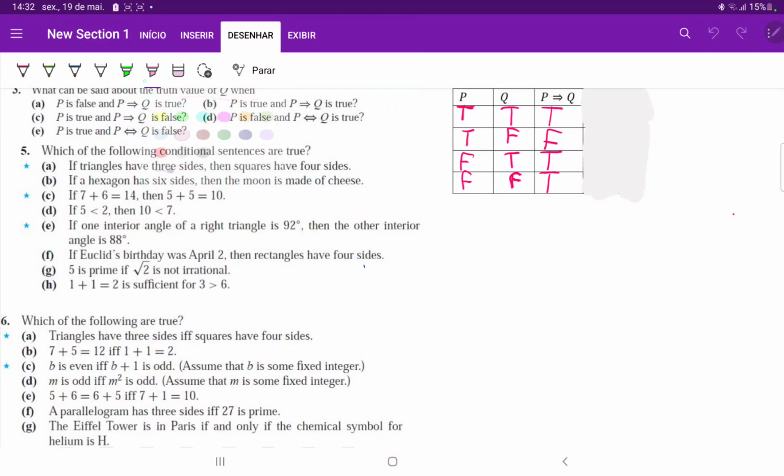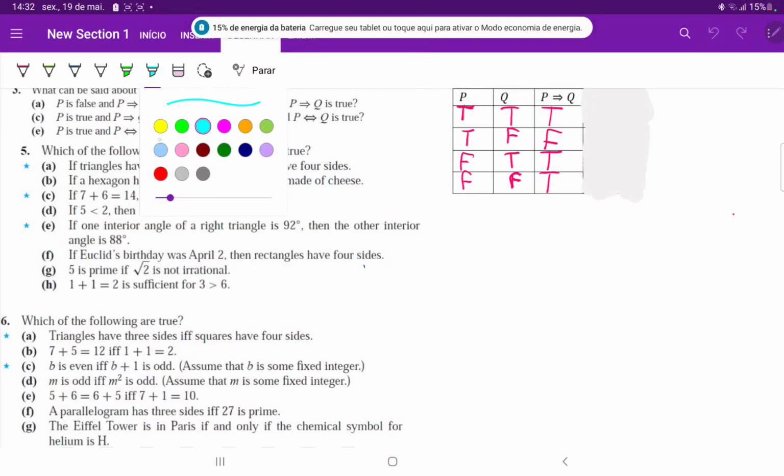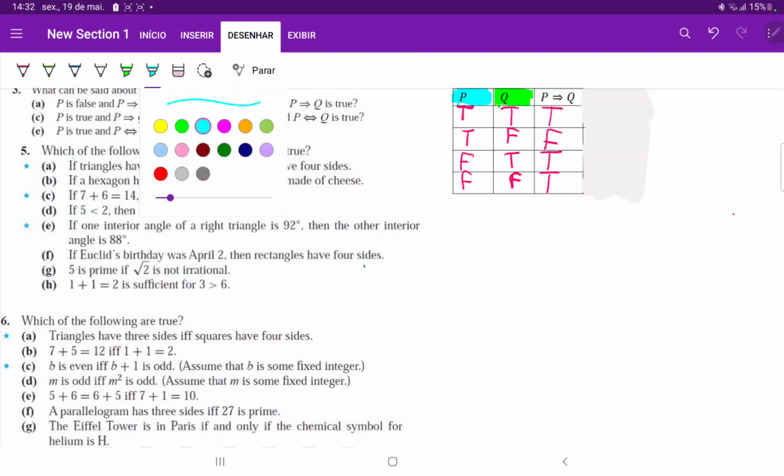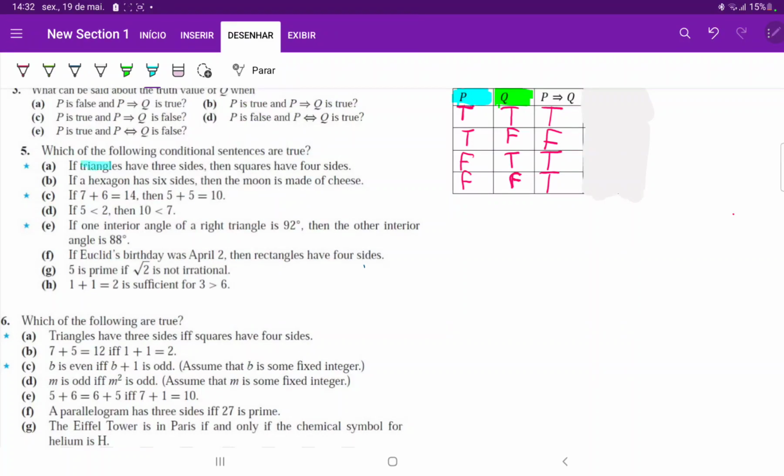and I'll color code it even. We'll say that P is in blue and Q is in green. So for item A, this is pretty straightforward because it is phrased in a way that says if triangles have 3 sides, then Q. So this over here is our P, because if P, then Q. Triangles have 3 sides. So for item A, we have if triangles have 3 sides.